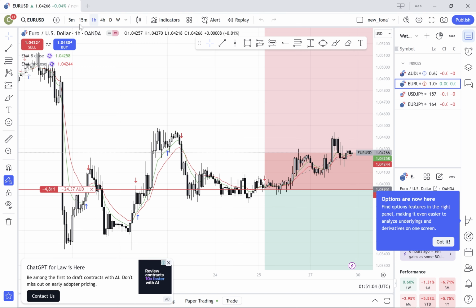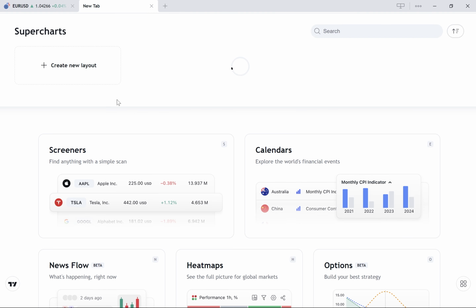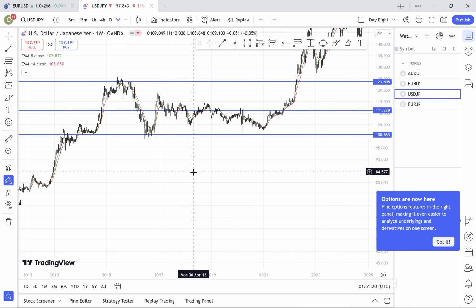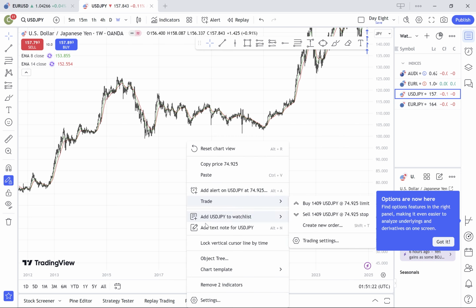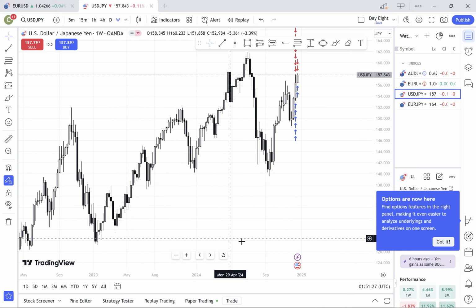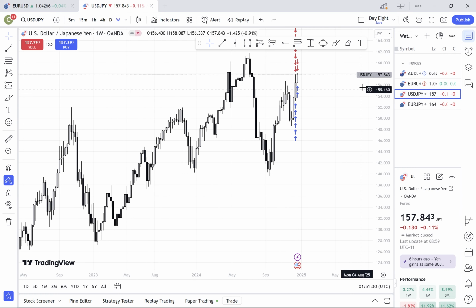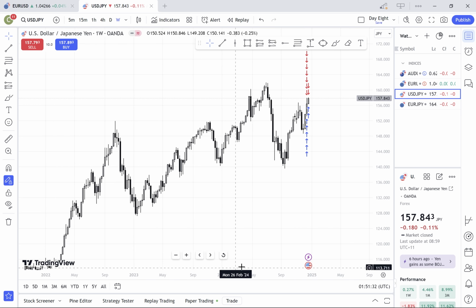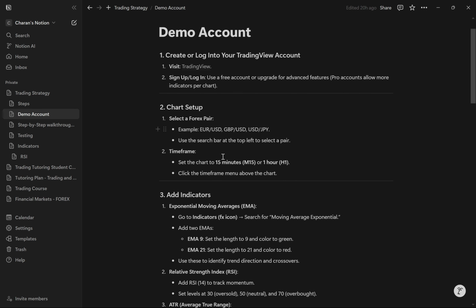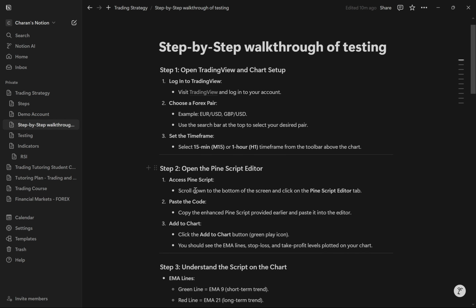So I'm going to open the other chart. All right, let's right click and remove all the drawings, remove all the indicators, and reset the chart view. Now I'm going to use the indicator. Let's get into the demo account and do a step-by-step walkthrough.